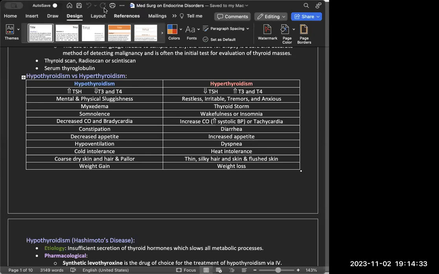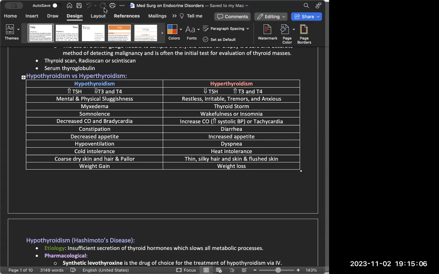These patients have diarrhea, increased appetite, dyspnea, heat intolerance compared to cold intolerance with those hypothyroidism patients. With hyperthyroidism, their skin is more thin and silky and flushed compared to hypo, where it's more coarse and dry, and we have weight loss. So I like to think of them as polar opposites. So with hyper, everything is stimulated. So that's why they have the weight loss, right? And their skin is really thin and they have all this heat intolerance and they're really jumpy.